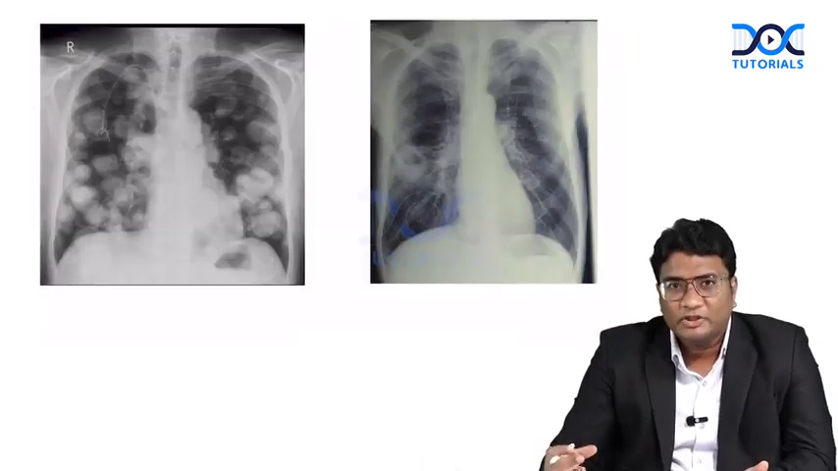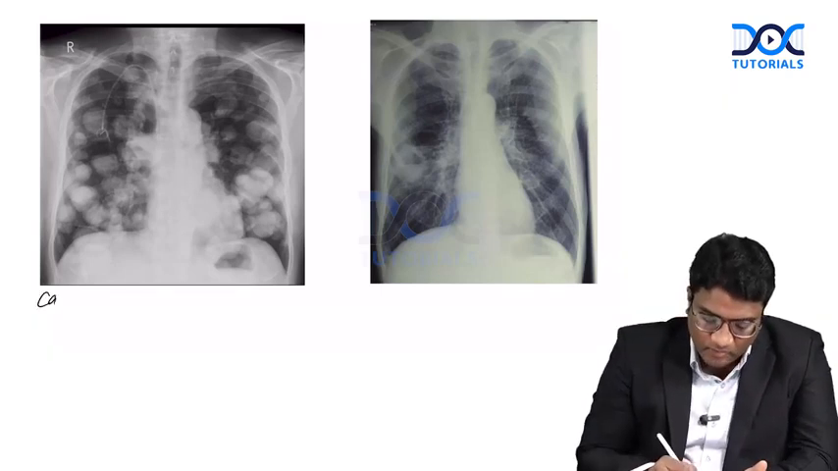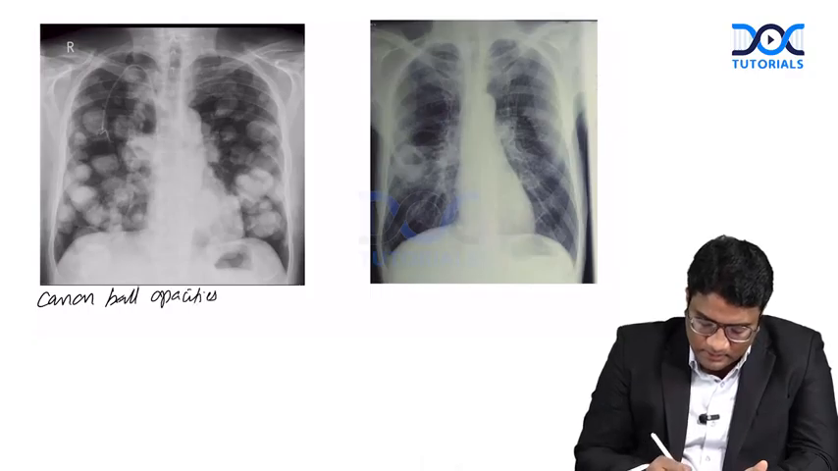And if you see large opacities, cannonball opacities in bilateral lung fields, these cannonball opacities are pulmonary metastasis.